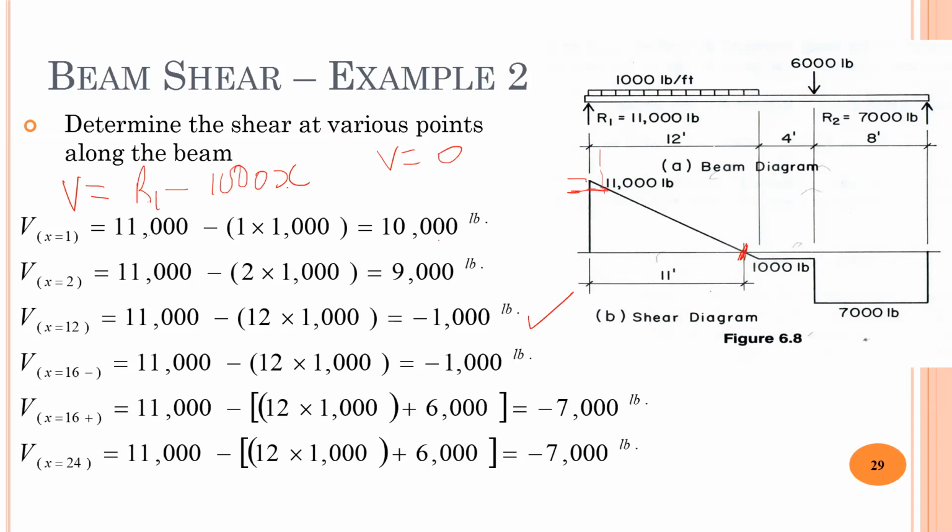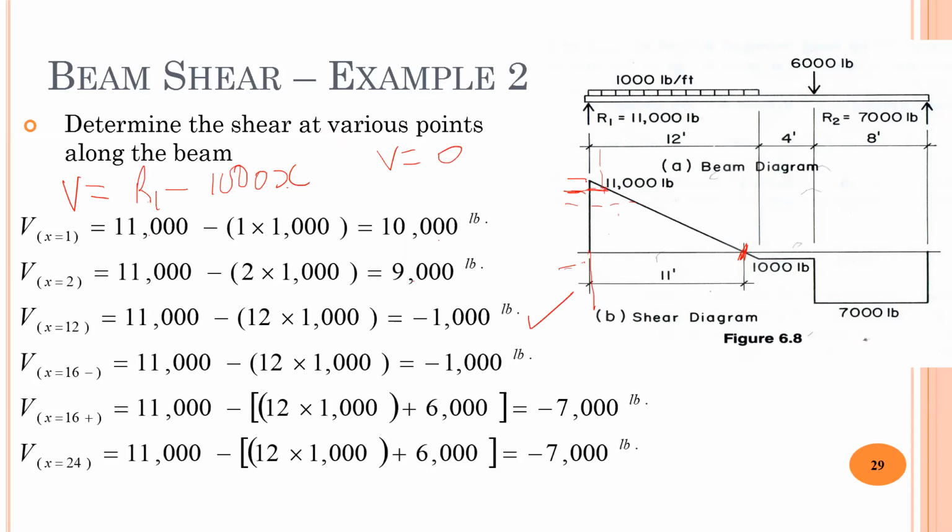This is 11, this will be 10, and it's coming right down. So it's regressing. When it is 2, it's 9. So it's regressing, coming right down. When it reaches 11, it crosses 0. When it reaches 12, it's minus 1, which is down here. So it's minus down here.